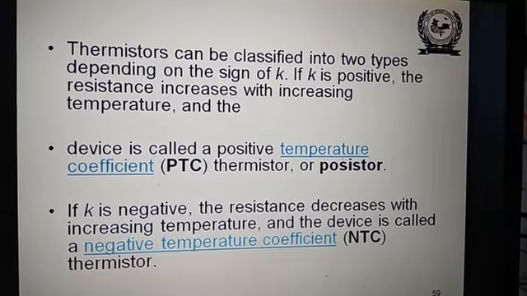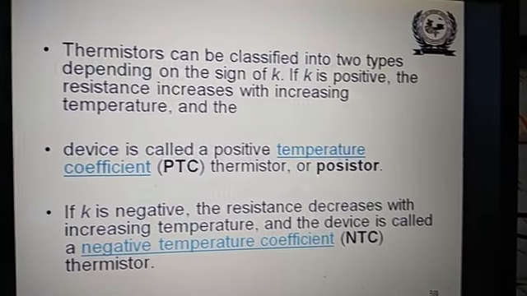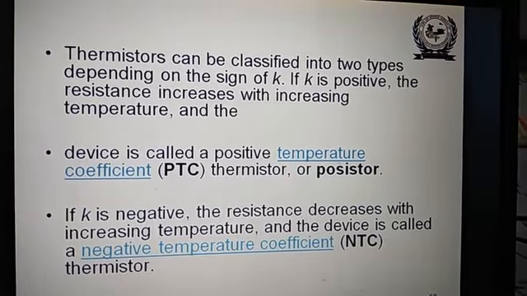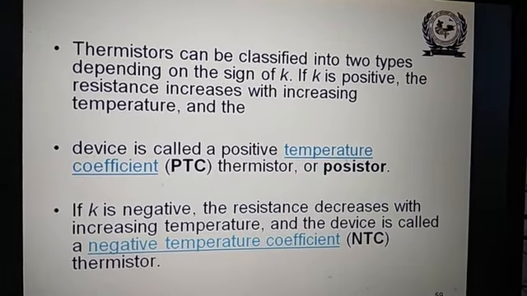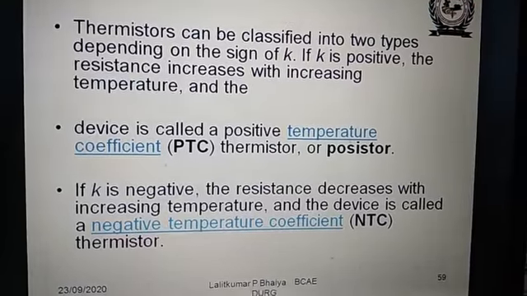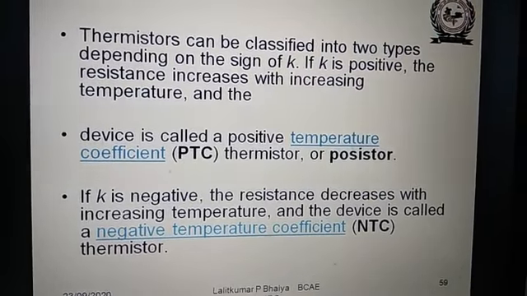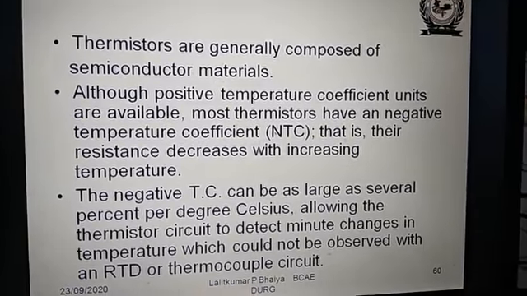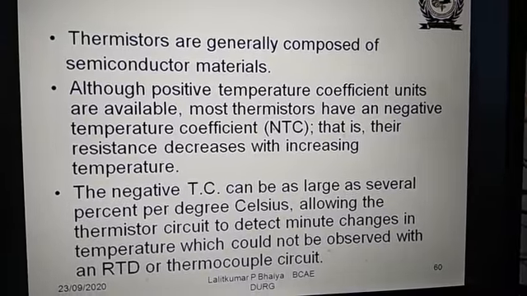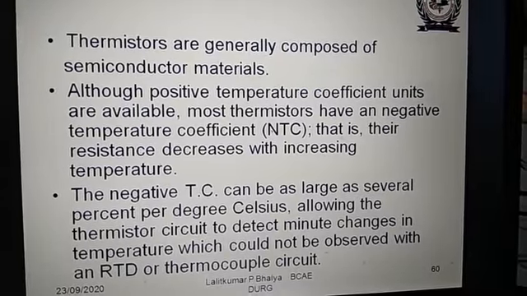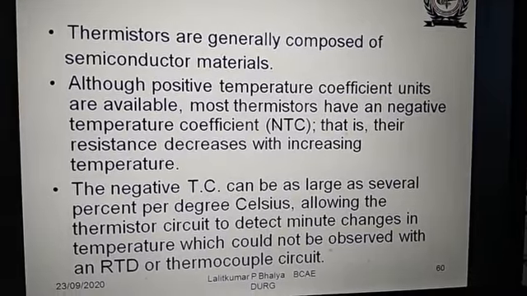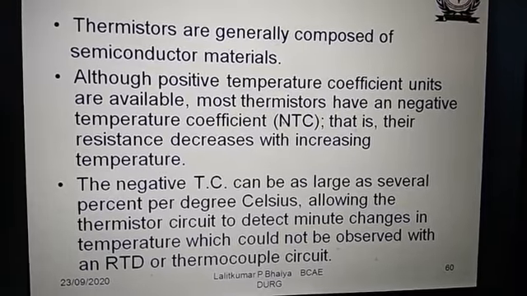If K is negative, the resistance decreases with increasing temperature, and the device is called the negative temperature coefficient, NTC. So there are two types of thermistors, PTC and NTC, positive temperature coefficient and negative temperature coefficient. Thermistors are generally composed of semiconductor materials. Although positive temperature coefficient units are available, most thermistors have a negative temperature coefficient. That is, their resistance decreases with increase in temperature.